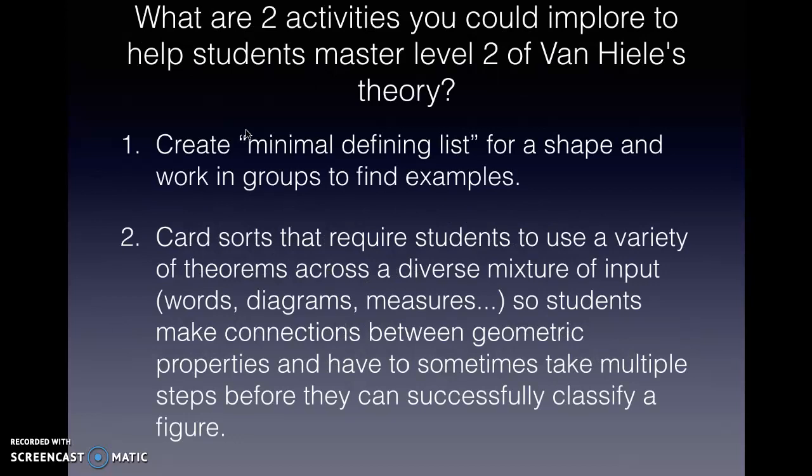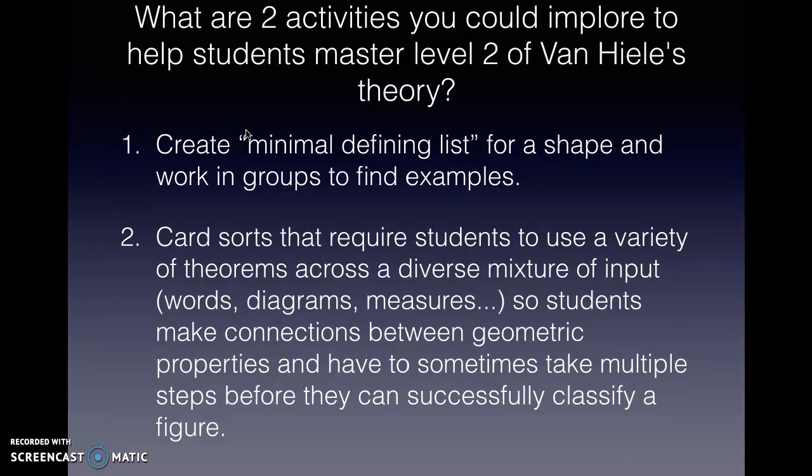2 activities to employ with students at level 2. The first one from the book is creating a minimal defining list for a shape, and students can work in groups to find examples. So if they create rules that define what consists of a parallelogram, the students will find qualities of different shapes and compare it to their MDL.